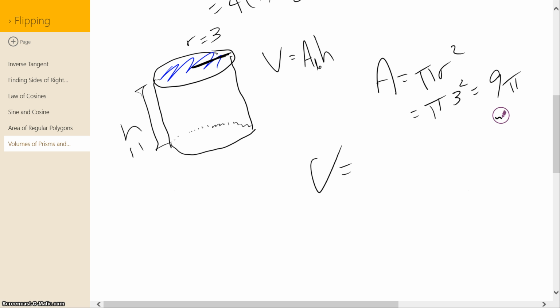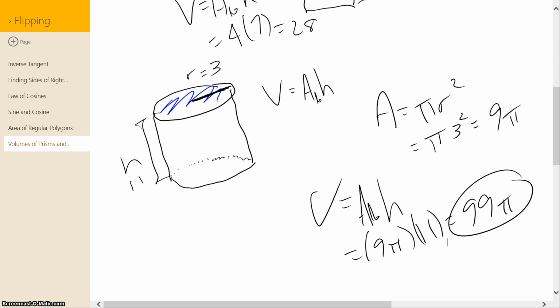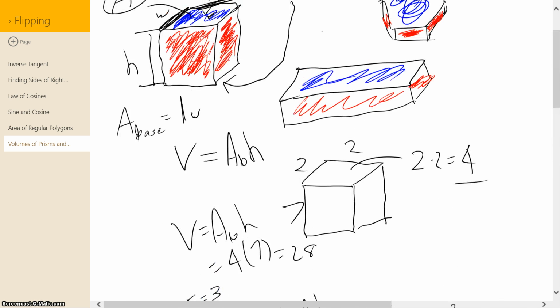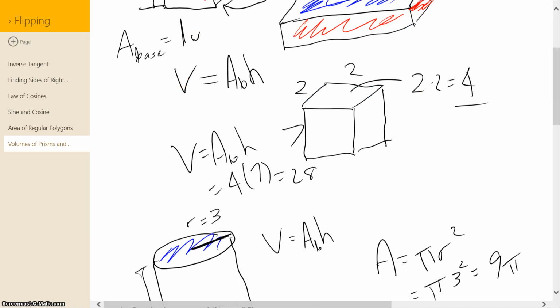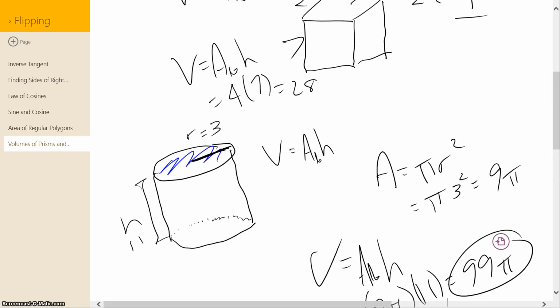Volume is area of the base times the height. We plug in, we found out that our area of the base is 9 pi, and our height is 11. So then I'm going to get 99 pi, point, set, match, all done. Okay? So think about this when we're finding volumes of both cylinders and rectangular prisms. Find the area of your base and multiply that by the height. Good luck, have fun with it, and I will speak more with you soon.